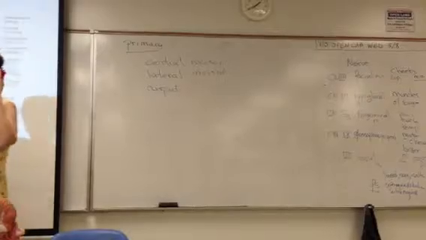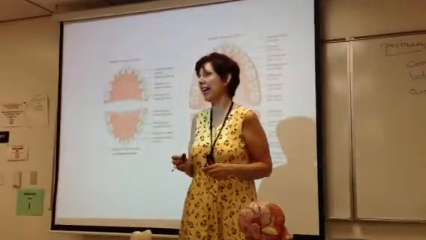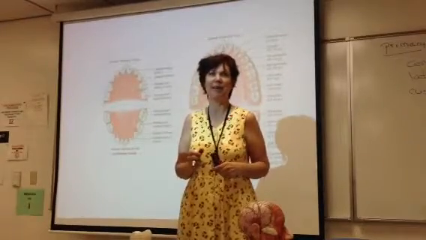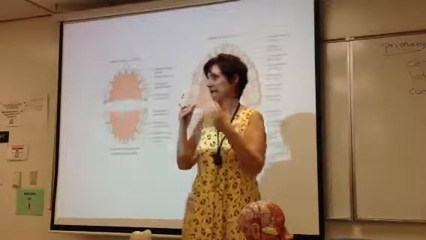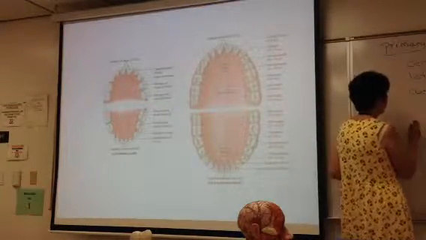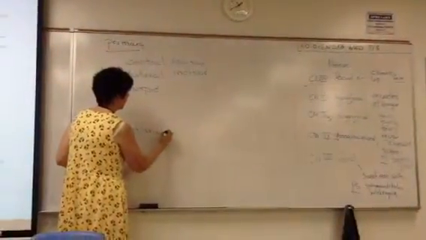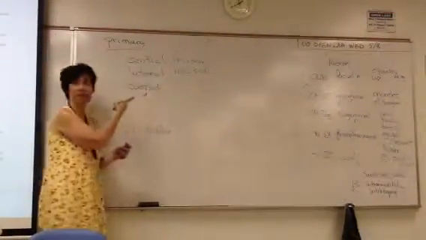Some individuals, like my husband, have cuspids that are actually quite a bit longer. They don't quite look like fangs. He's not a vampire. But they're a little bit longer than the rest of his teeth, which is why they get that name. And then we have the first molar.